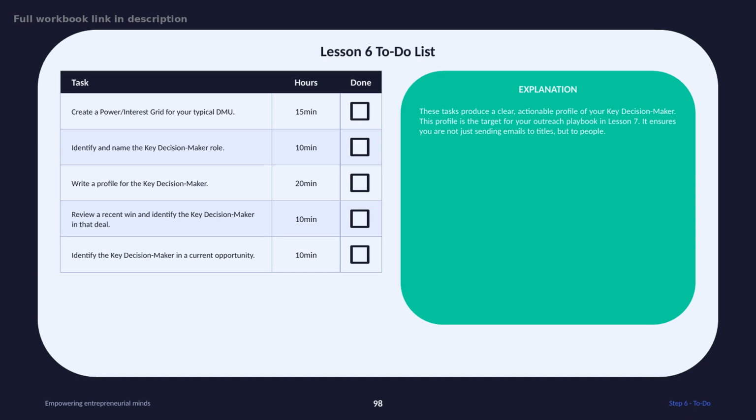Review a recent win and identify who the actual decision maker was in it, and identify the decision maker in a current open opportunity. These produce a clear, actionable decision maker profile, the exact target the outreach playbook in the next lesson is built to reach.